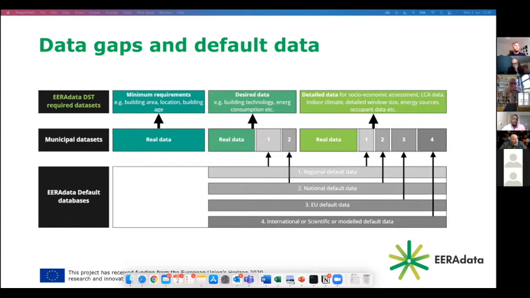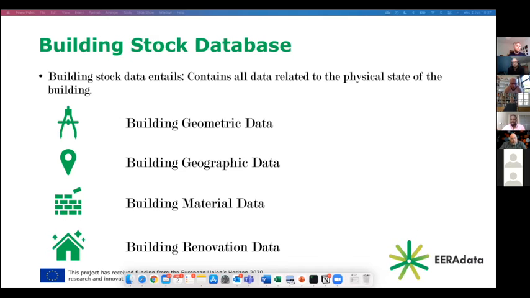And then you have detailed data that includes all of the data requirements that have been developed as a result of the methodology development. Now, the databases for the EERAdata tool are split into the building stock database, socio-economic database, life cycle assessment database, weather climate database, and then renovation measures database. For this presentation, I'll be focusing mainly on the first three. So first of all, the building stock database.